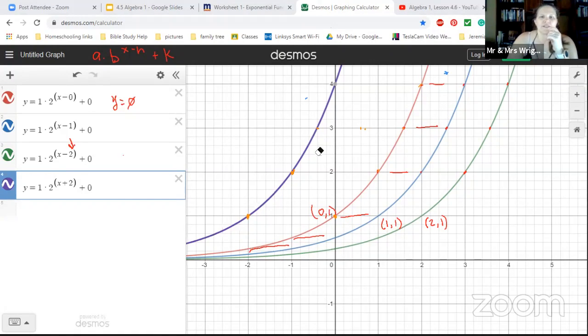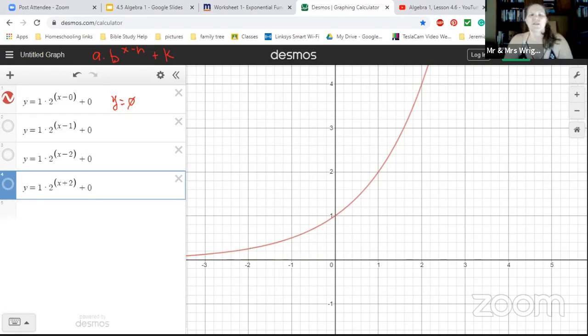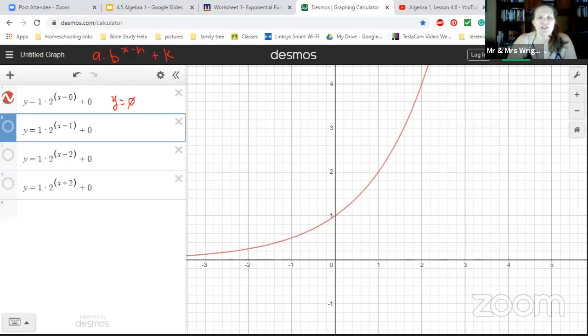All right, so that's the H value. Let's look at what the K does. I'm going to turn these off. So that's our basic equation of an exponential function with a base of 2, right? 2 to the power of x. So let's look at what happens when I change the k value to 1.